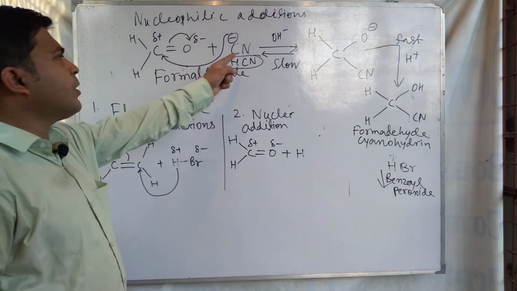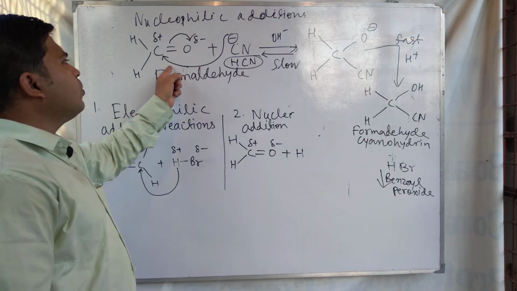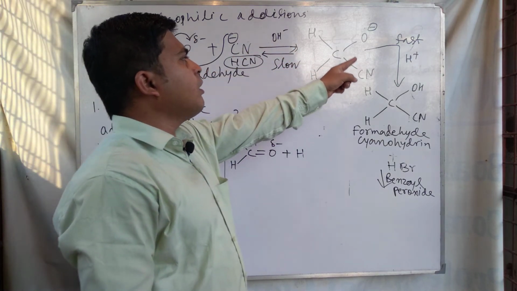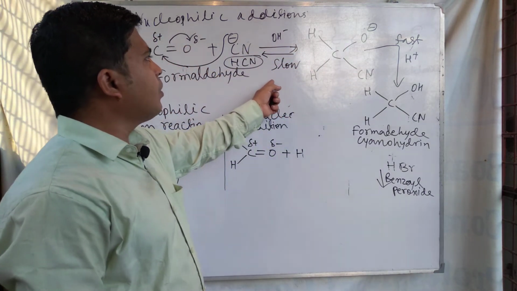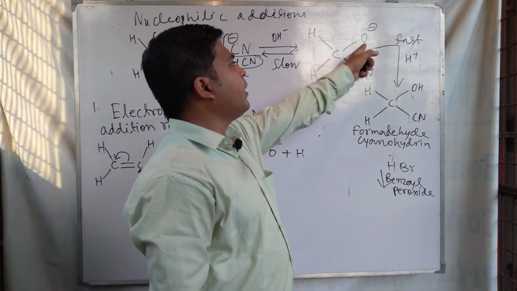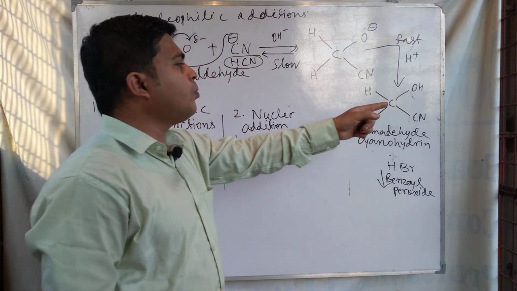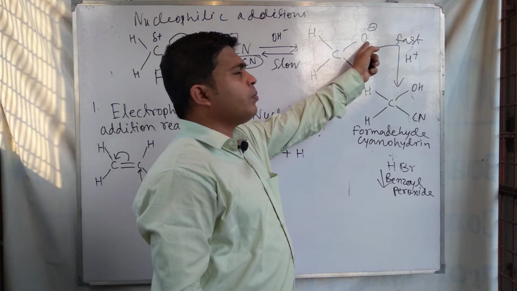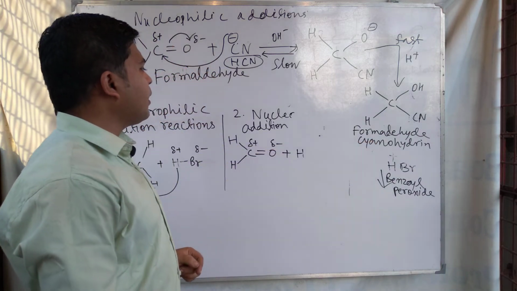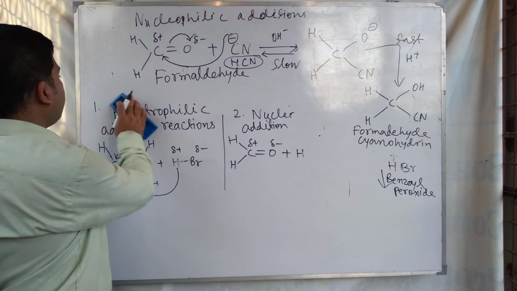The nucleophile at first attacks the reactant molecule, then an anion is formed as an intermediate, and after that, in a slow process, H plus is added to the O minus, forming OH in the place of O minus, and cyanohydrin is formed. This is an example of a nucleophilic addition reaction.